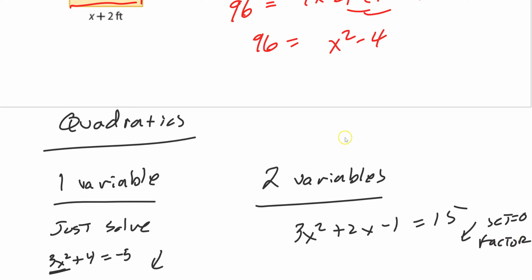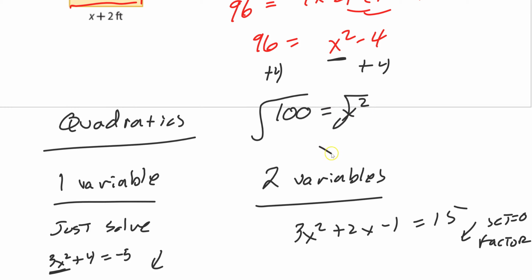This way it still works. I'm actually doing this one both ways. But the easiest way to do it when you have one variable is just to solve for it. Like, oh, I have an x squared here, just try to get that by itself. Plus 4, plus 4. I get 100 equals x squared, square root it. x equals plus and minus 10. Don't forget the plus minus, we square rooted it. That's what x would be. That's one way to do it.